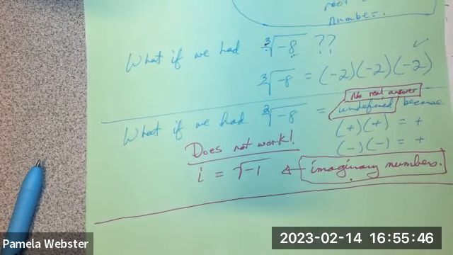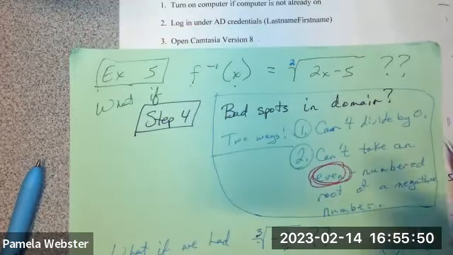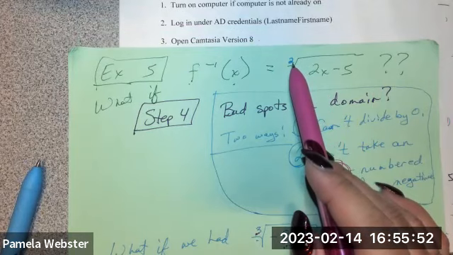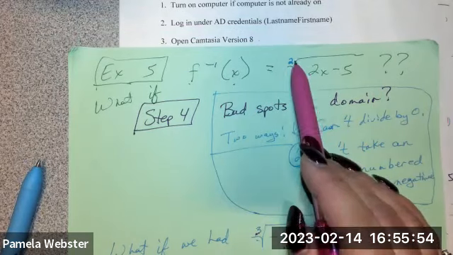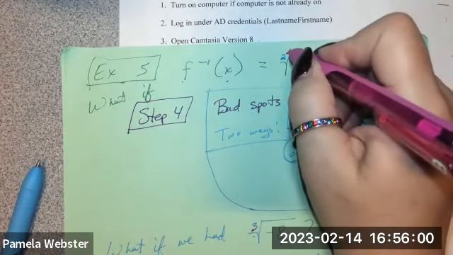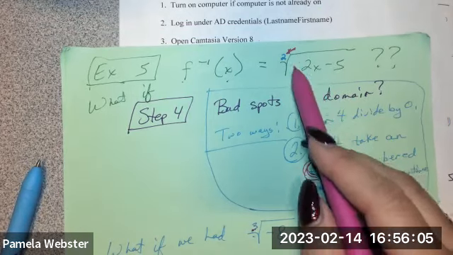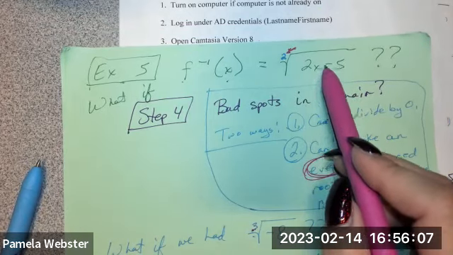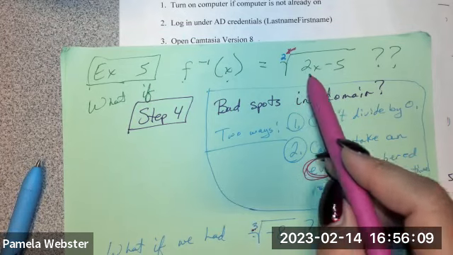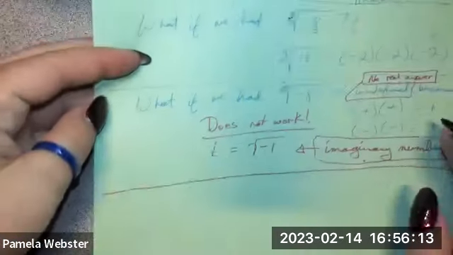But we are going to say, hey, I got to worry about this spot in my domain. So let me come back up here to my original question, which was, what if my inverse is the square root of 2x minus 5? Then what I'm worried about is I have an even numbered root, right? And I have some stuff in here that has an x, and I can't let that total thing that's in there be a negative number.